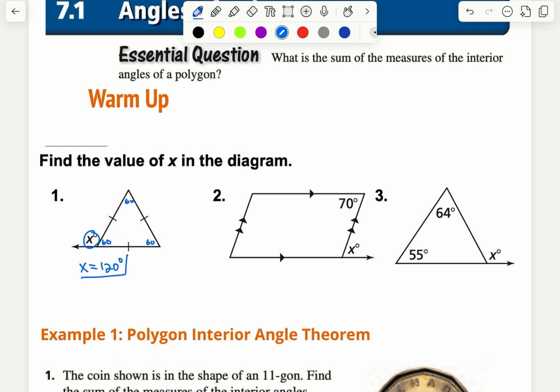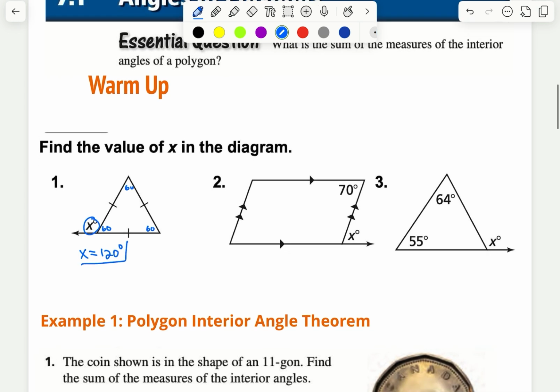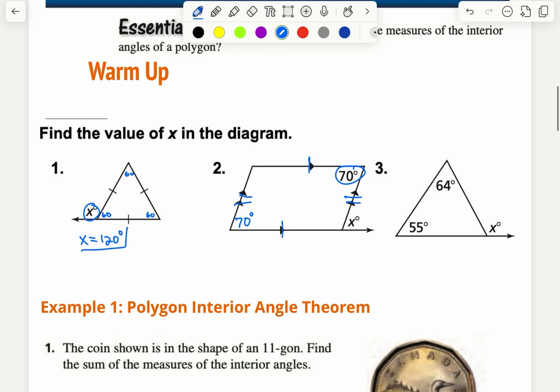And then for number 2, we have here 70. So if this is 70, this is also 70 degrees because this side is congruent and this side is also congruent. So x is equal to 70.